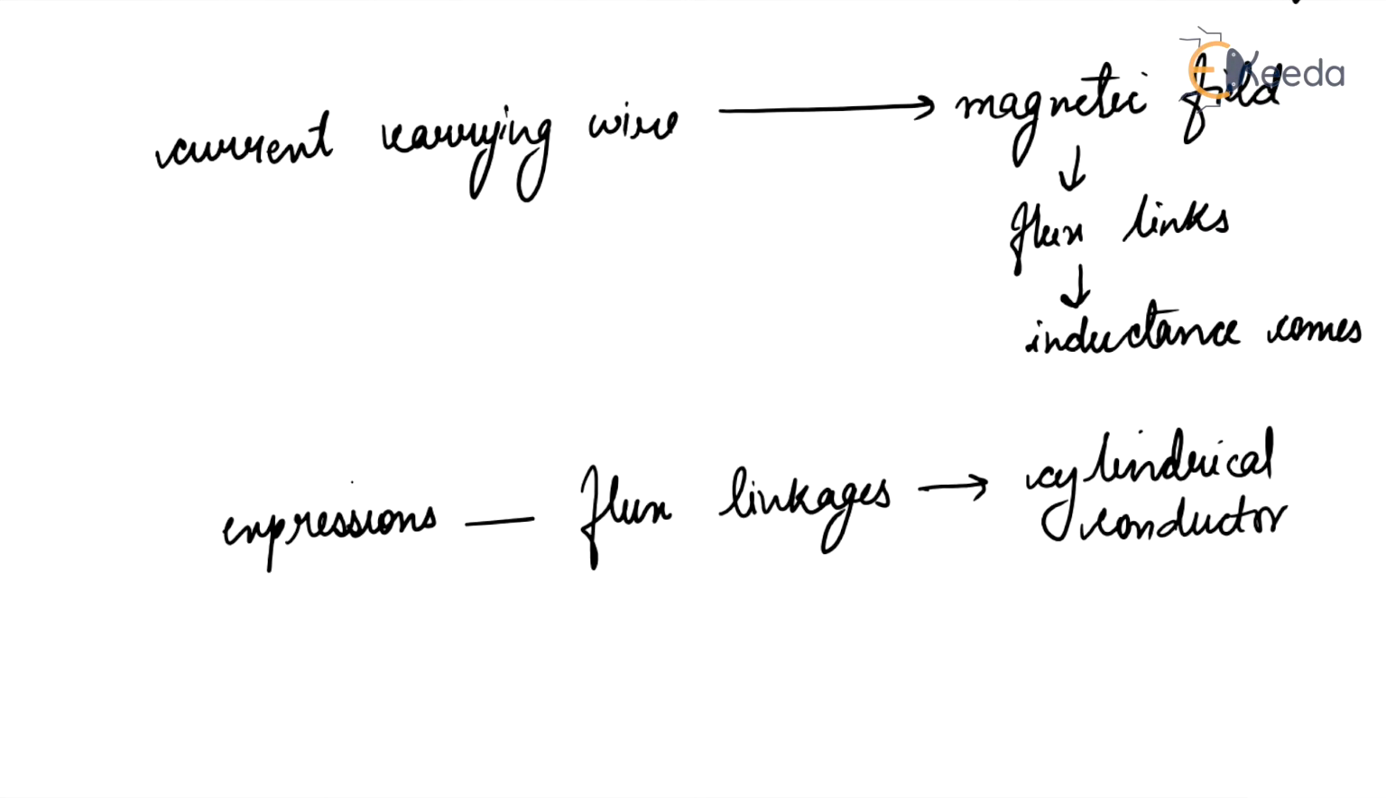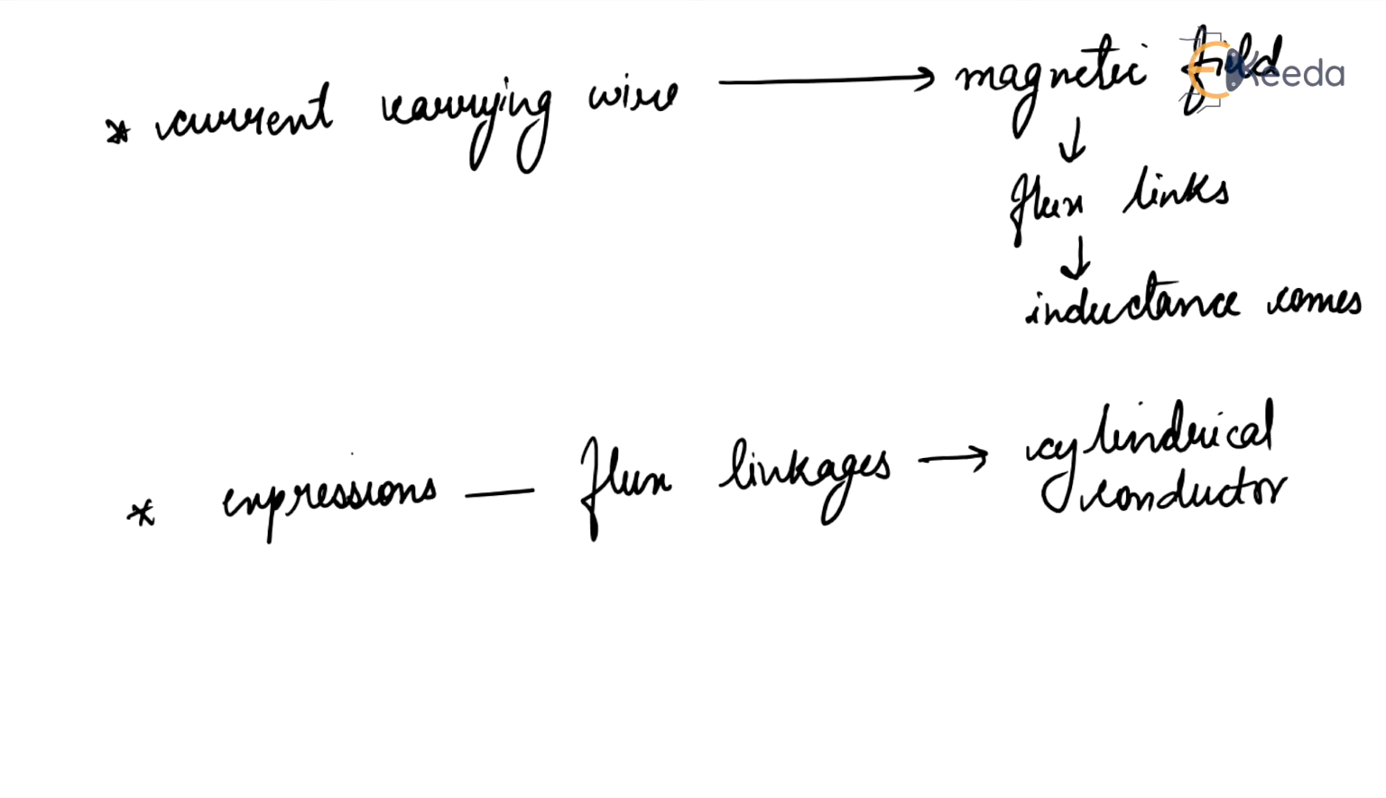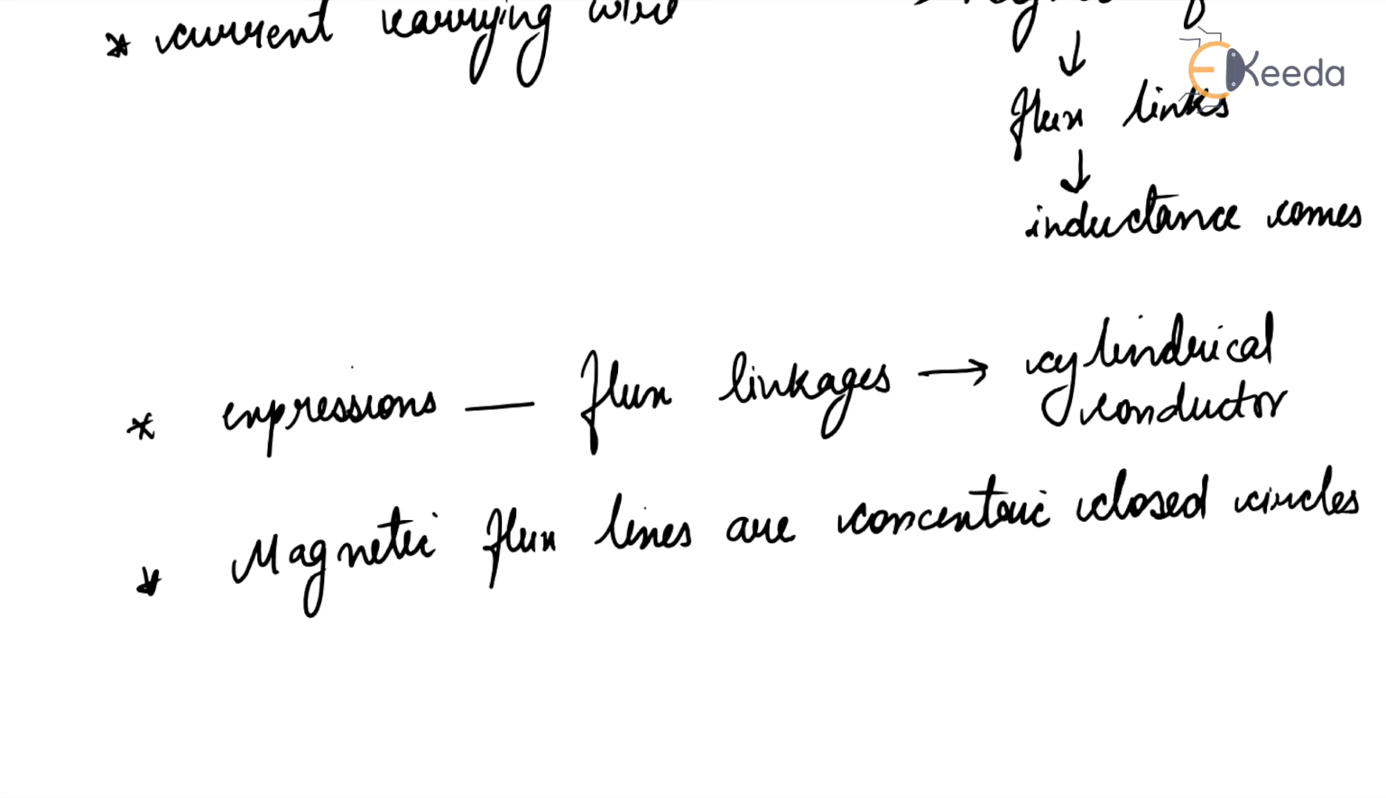I already told you that a single line circuit means the magnetic lines are concentric closed circles with direction given by the right hand thumb rule. You all know what the right hand thumb rule is.